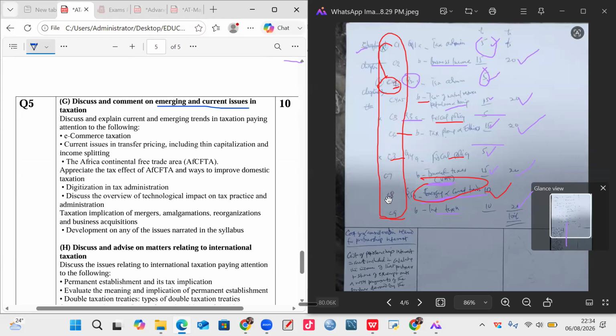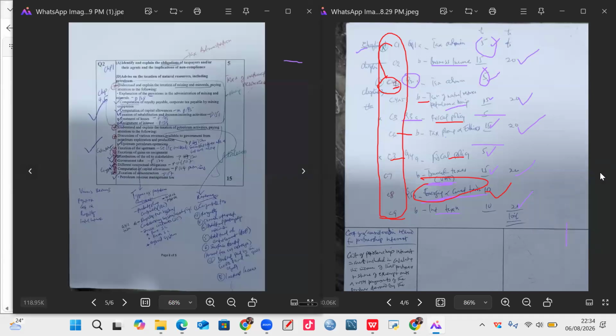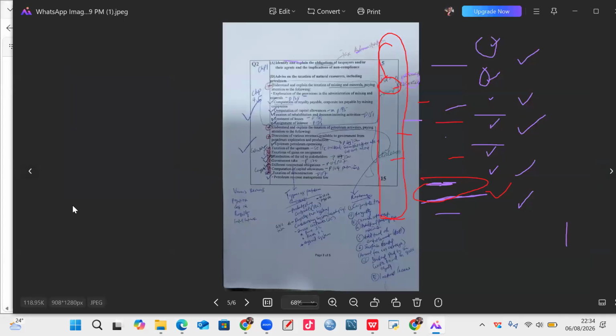So when I pick chapter 8, or when I visit chapter 8 of the ICAG manual, and when I read, I check. When I read, I check. I get it. That's how it is. So before you realize, we are done. We are done, and you'll be okay.